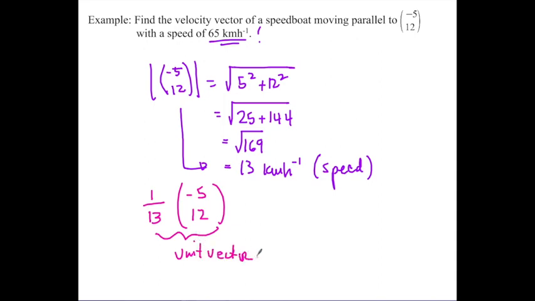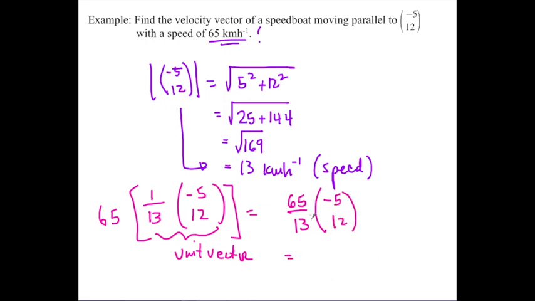magnitude of 1, right? And what we want is one with a speed of 65. So as you know, to make that 65, if that's 1, then I'll just multiply everything by 65. So now our velocity vector should look like this. And we're lucky in this case because 65 divided by 13 just equals 5. And we can also multiply that into our vector.